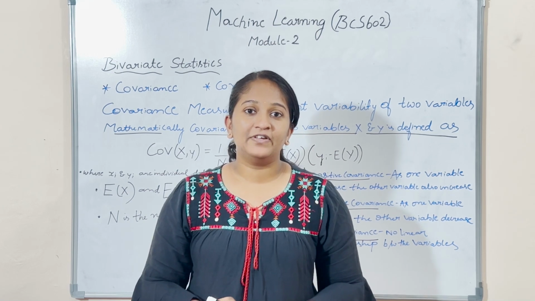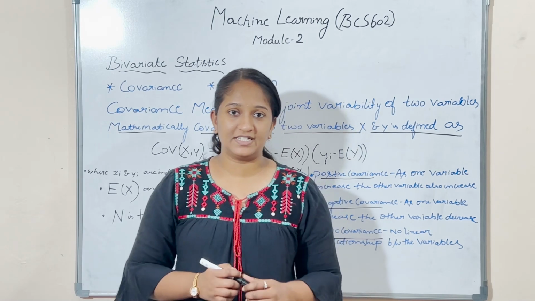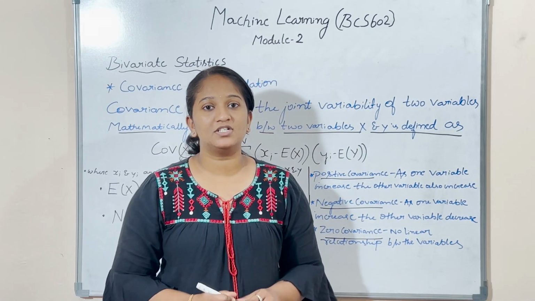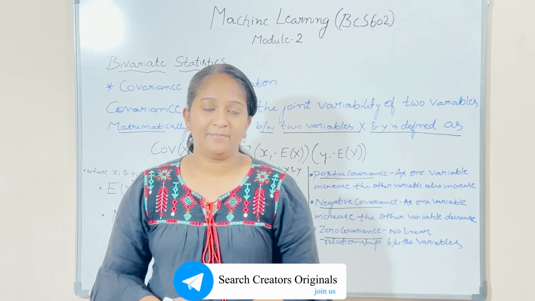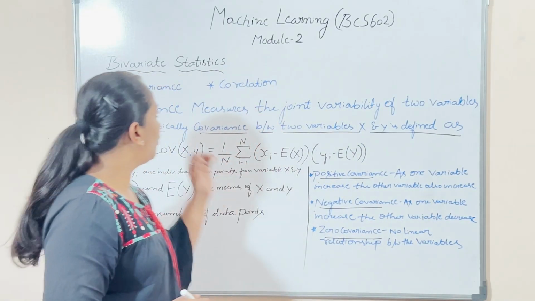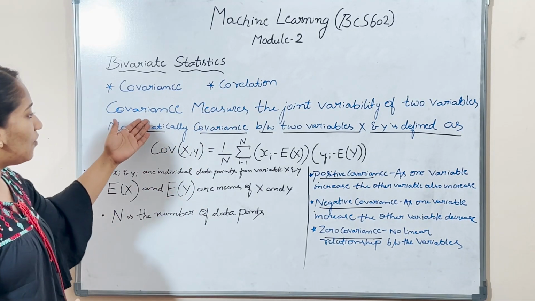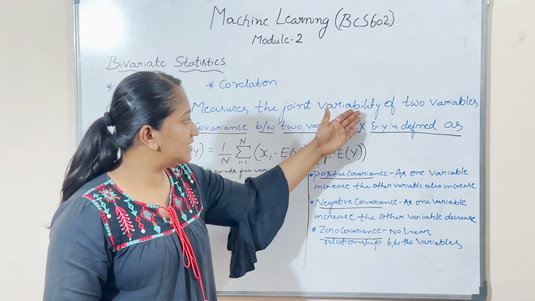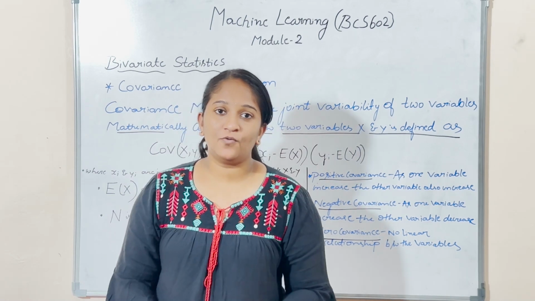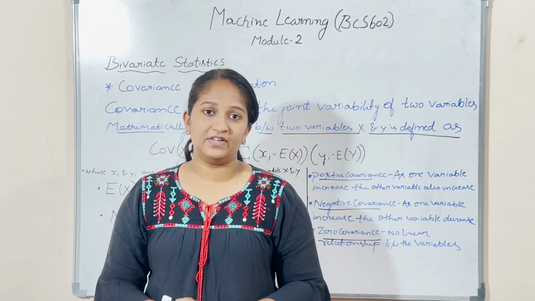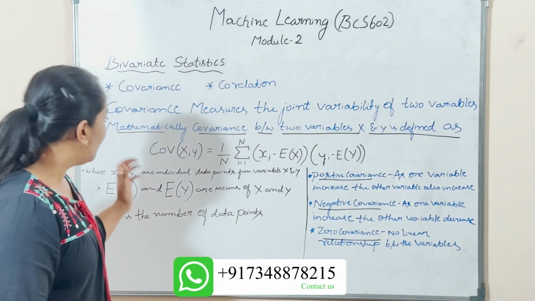In this video, we will learn about bivariate statistics of Module 2. Bivariate statistics has various measures to describe the relationship between two variables, but two important bivariate statistics are covariance and correlation. So let's start with covariance, where covariance measures the joint variability of two variables, which means it tells you whether an increase in one variable will increase or decrease the other variable.